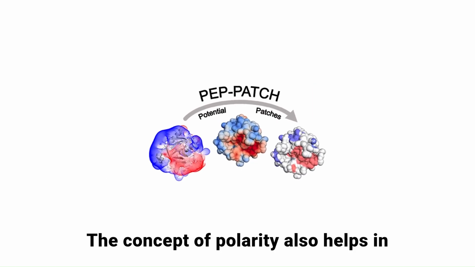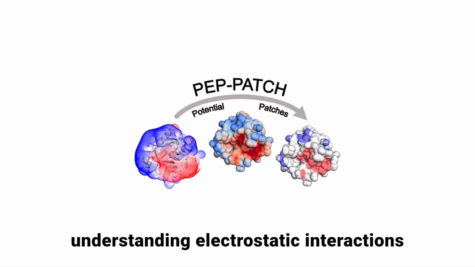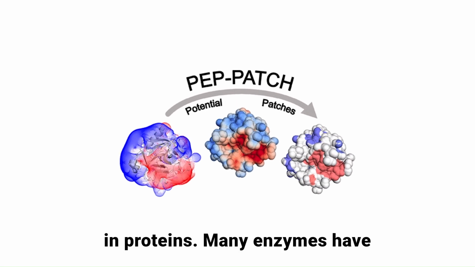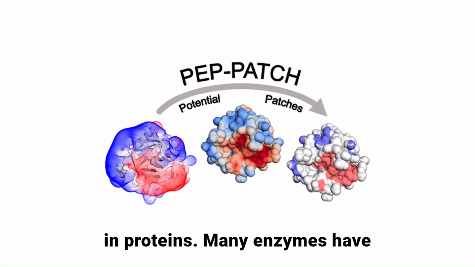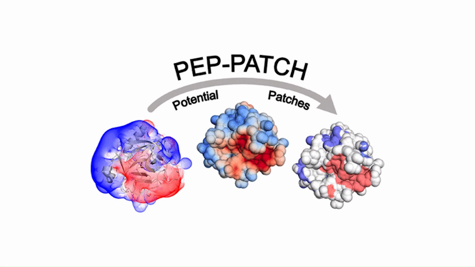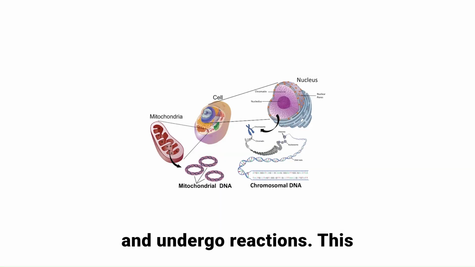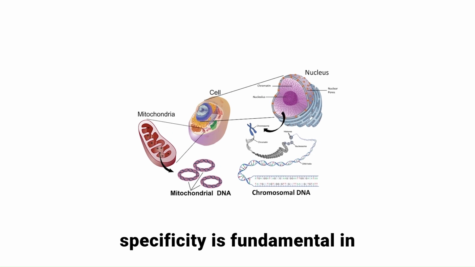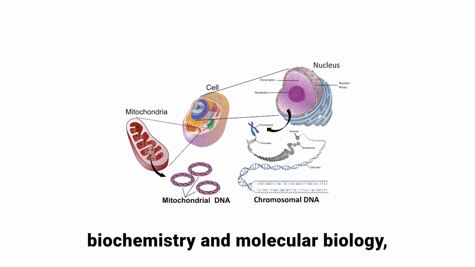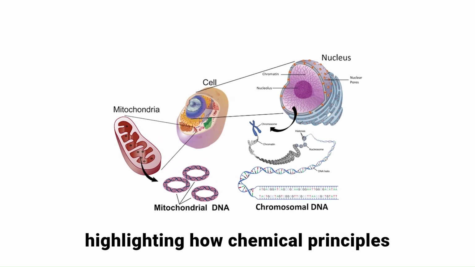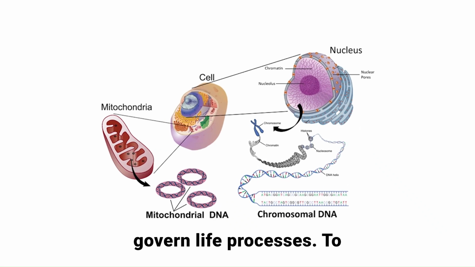The concept of polarity also helps in understanding electrostatic interactions in proteins. Many enzymes have active sites with specific polarity, allowing only certain molecules to bind and undergo reactions. This specificity is fundamental in biochemistry and molecular biology, highlighting how chemical principles govern life processes.